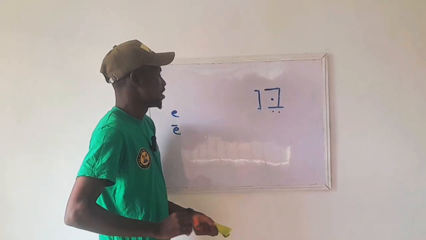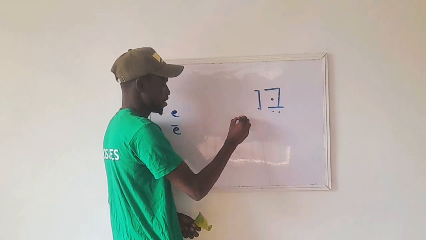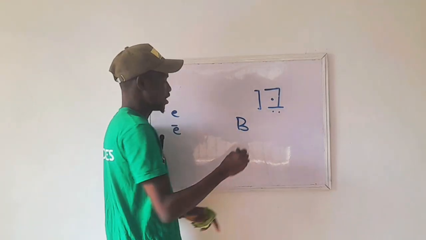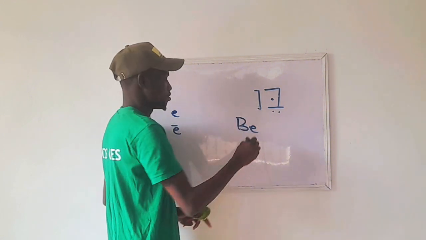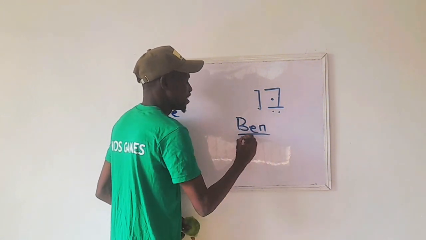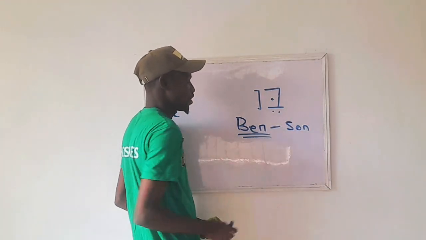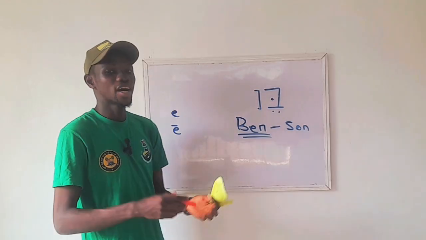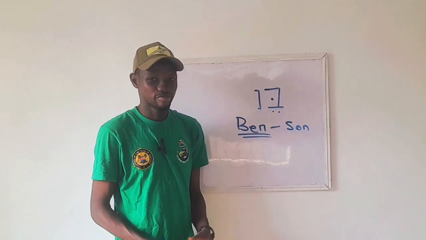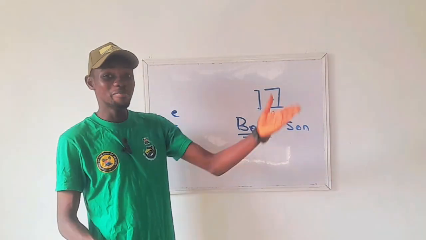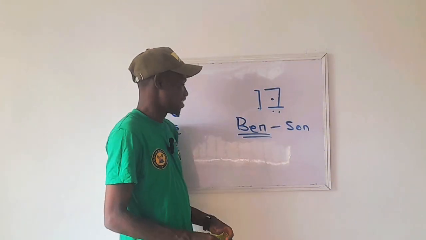So let's write it. This is bet, right? That's B. This is long E, and this is nun. So we have Ben. This is also the word for son. Now, Yeled means child, but like a male child. While Ben means son, right? That's my Ben. That's my son. You get it now? So you have Ben.